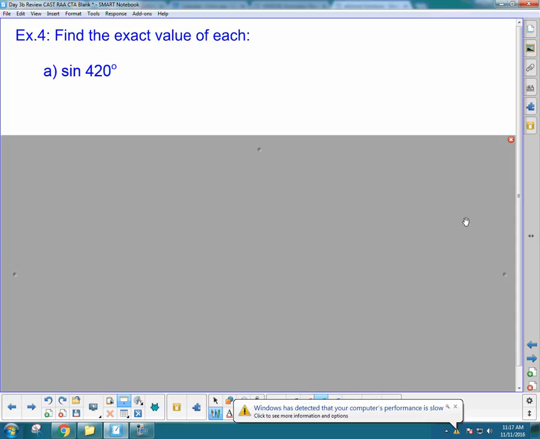We want to find the exact value for this. Again, we don't want to punch that into our calculator. We want to be precise. And so we should be able to do this without a calculator. So first thing I've got to figure out is which quadrant 420 is in. And I could give you a second just to talk to your elbow partner and figure out what quadrant 420 is in.